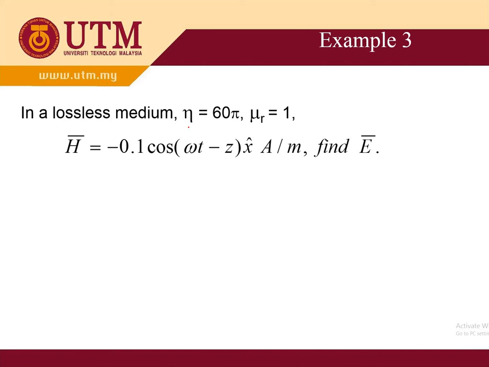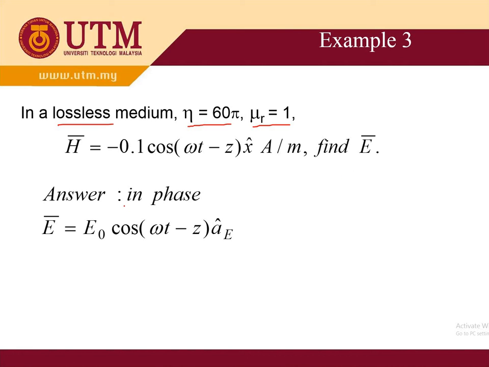we go to the next, we go to the example. In the lossless medium, it's mentioned here that the intrinsic impedance equals 60 pi, and mu r equals 1. H equals negative 0.1 cos of omega t minus z, in the x component. Find the E.